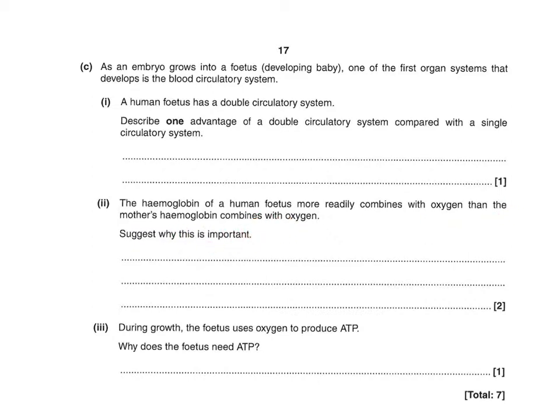Next question, the hemoglobin of a human fetus more readily combines with oxygen than the mother's hemoglobin combines with oxygen. Suggest why this is important. There's 2 marks here. First one is for saying that the oxygen travels from the mother to the fetus, but the oxygen moved from the mother's hemoglobin to the fetus's hemoglobin. So it goes from the mother's hemoglobin to the fetus's. So first mark for saying the oxygen travels from the mother to the fetus. Second mark saying that the oxygen moves from the mother's hemoglobin to the fetus's hemoglobin.